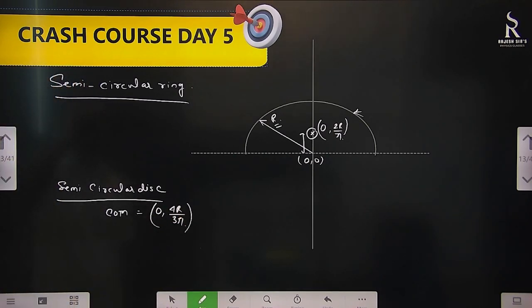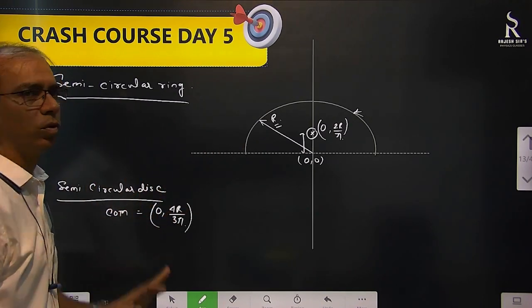0, comma 4r by 3 pi. Okay, just remember this. This is 2r by pi, this is 4r by 3 pi.